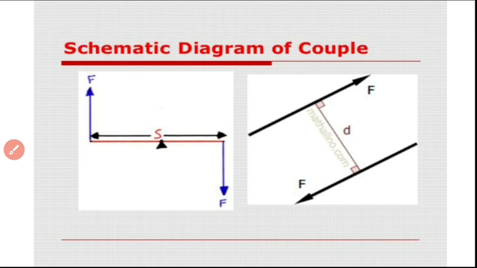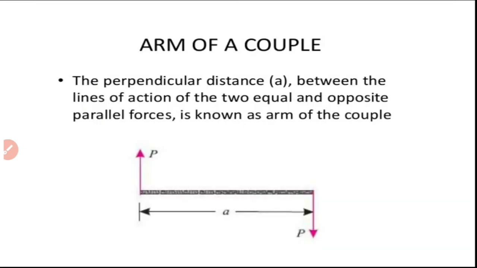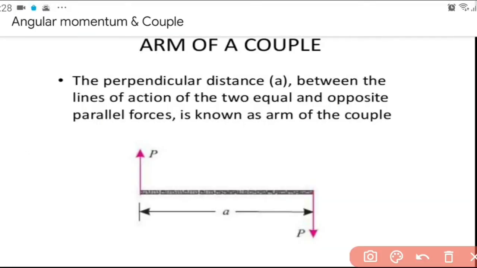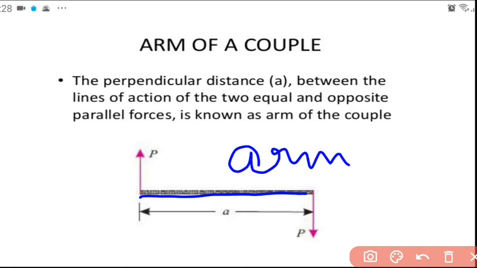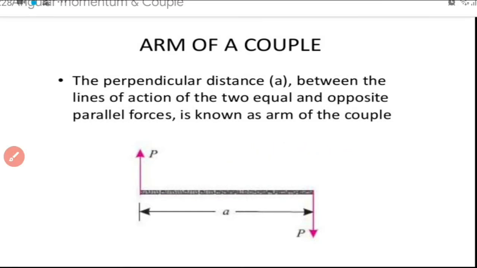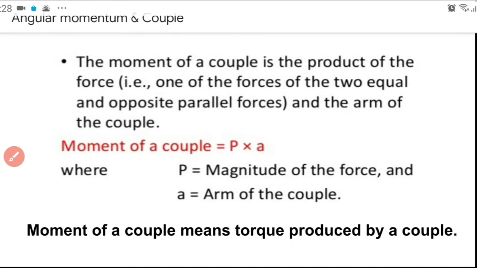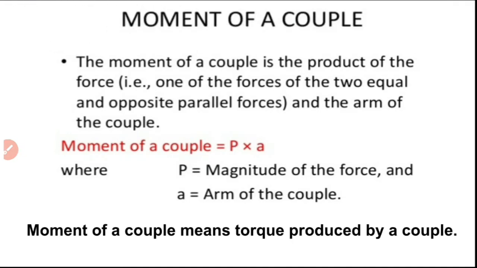So this second diagram also represents a couple. Now what is meant by the arm of the couple? Arm of the couple means the perpendicular distance between the lines of action of the two forces. So this perpendicular distance is called the arm of the couple. And what is the moment of the couple? That means the torque produced by the couple. That's what we mean by moment of the couple.